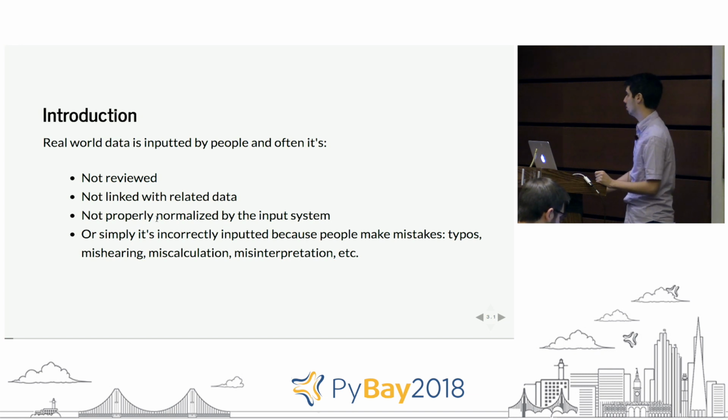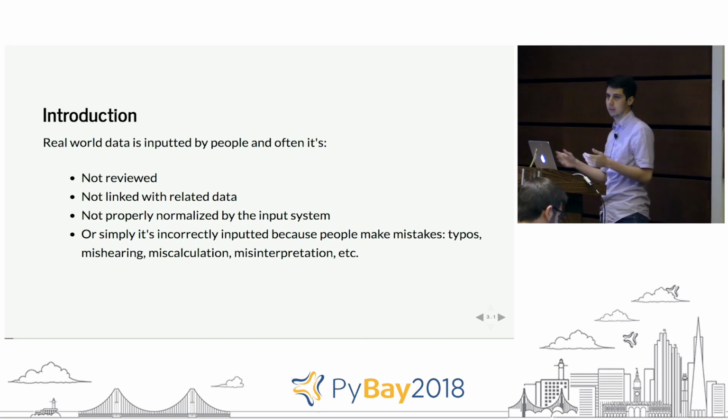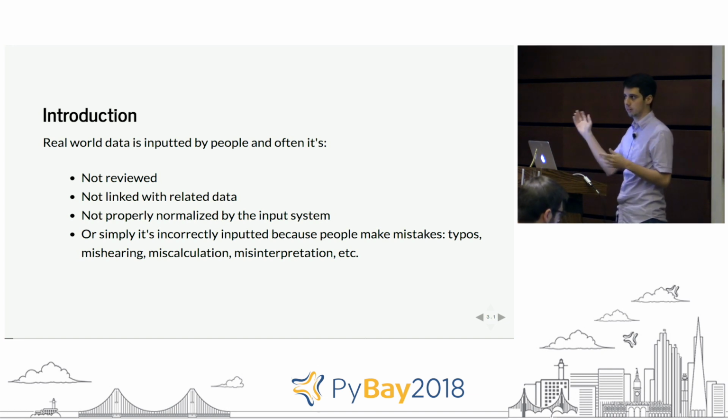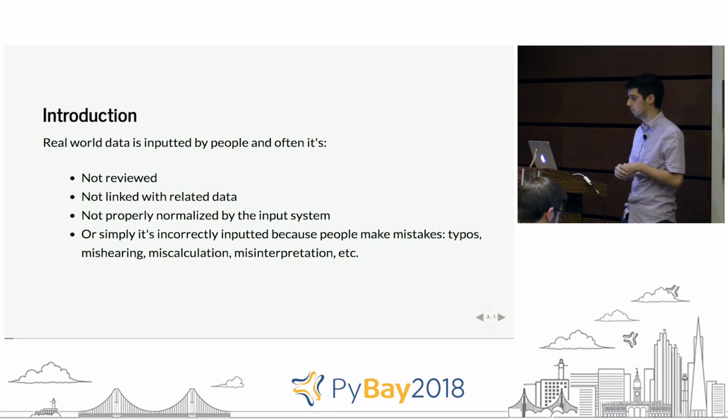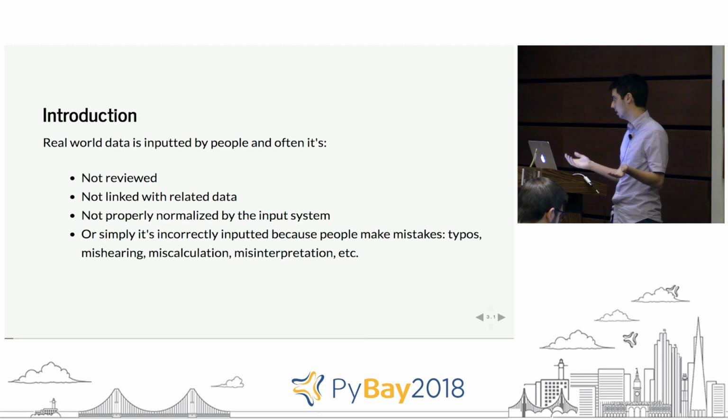Okay, so first an introduction. Why is deduplication a problem? Mainly because real-world data is inputted by people, and it's often not reviewed, not linked with related data, not properly normalized by the input system. You can have a date field that accepts wrong days for February or leap years, or things like that. Or simply it's incorrectly inputted by people because people make mistakes like typos, mishearing, miscalculation, misinterpretation, etc. So real-world data is generally bad.